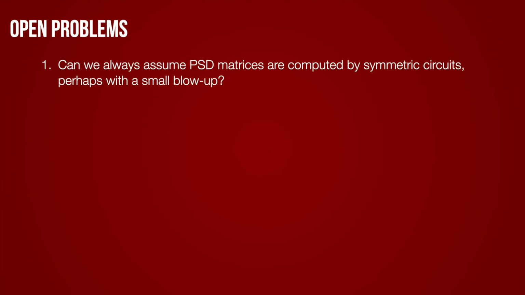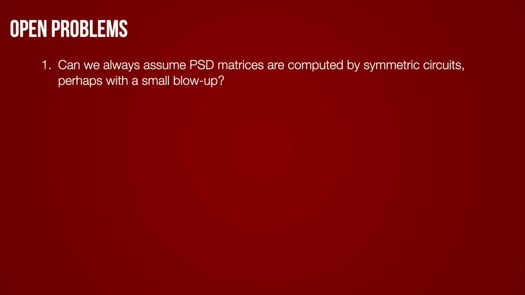So now let's finish with some open problems. They are all related to proving lower bounds for linear circuits. The first problem is the following. We saw an n squared lower bound for symmetric circuits. And the natural question is, is it true that without loss of generality, the best depth-2 linear circuit for a positive semi-definite matrix is a symmetric circuit?